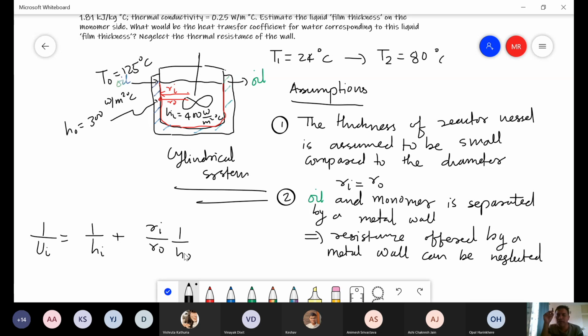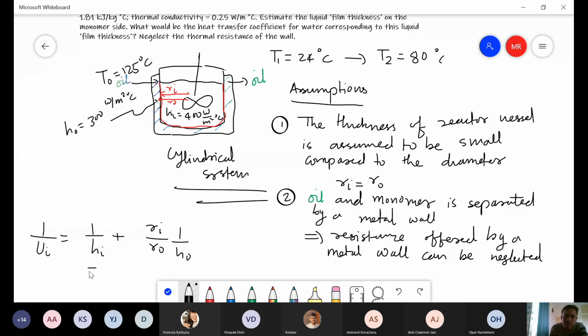Are you able to understand why I am writing this? I am writing the overall heat transfer coefficient because there is heat transfer taking place on the oil side, on the monomer side, and also through the metal wall. But the heat transfer resistance offered by the metal wall we are neglecting, so that in-between term is cancelled out here, isn't it? That anyway I have got rid of. So I am left with only two terms.